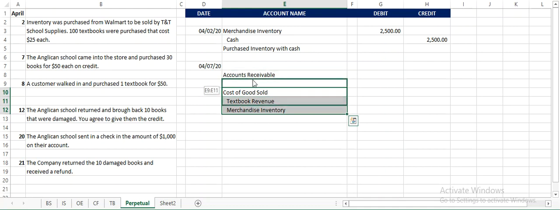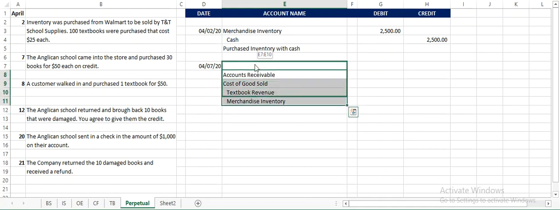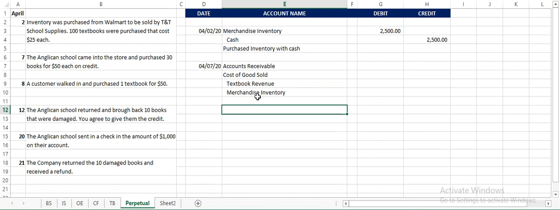So these would be the four accounts that go along with whenever we're selling inventory under the perpetual system: accounts receivable or cash, if the person paid cash, then it would be cash, cost of goods sold, textbook revenue, and merchandise inventory. And so now, how much are we recording everything for? Well, the Anglican school came in the store and purchased 30 books for $50 each. That is how much the Anglican school has to pay us back.